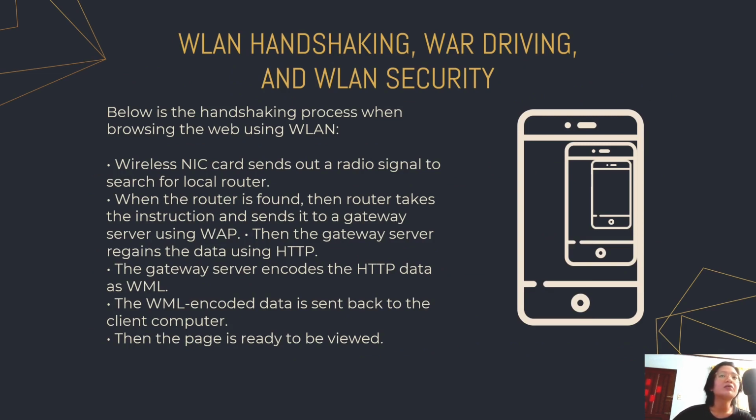WLAN handshaking, war driving, and WLAN security. Below is the handshaking process when browsing the web using WLAN. The wireless NIC card sends out a radio signal to search for a local router. When the router is found, the router takes the instruction and sends it to the gateway server using WAP. Then the gateway server gains data using HTTP. The gateway server encodes the HTTP data as WML. The WML encoded data is sent back to the client computer, and then the page is ready to be viewed.